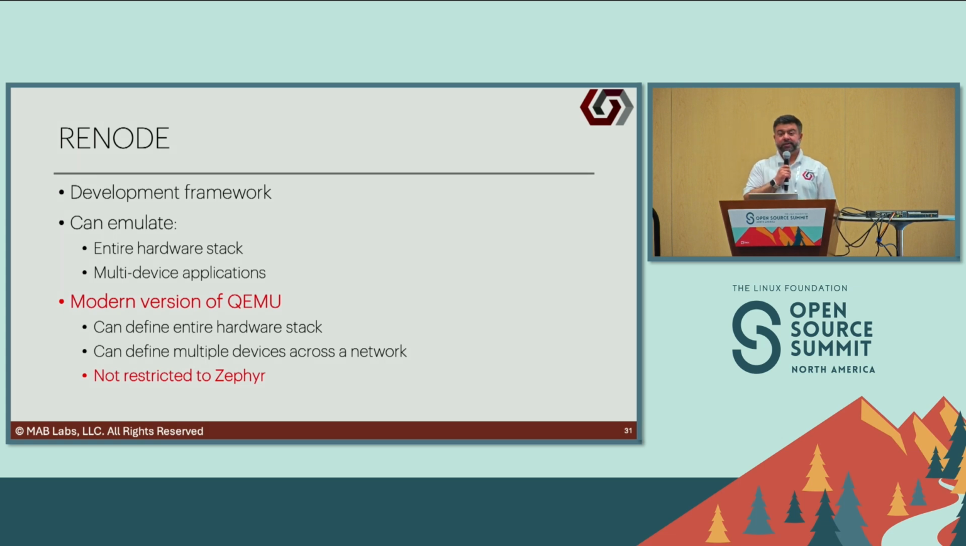You can define your entire hardware stack. You can define multiple devices across the network. And one of the cool things is it's not really restricted to Zephyr. As long as you have an ELF binary or any sort of binary, you can just load it onto your system in Renode, and you're good to go. The only thing that's really missing in Renode is the support for external devices that you would normally have for QEMU. And we'll see how that's mitigated in the next couple of slides.